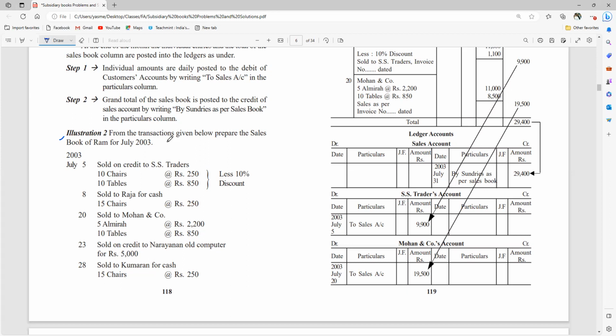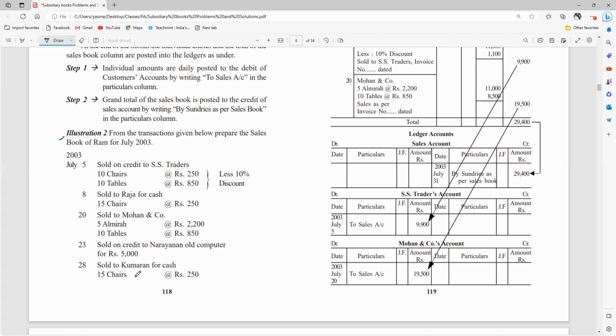So here we are recording the sales transactions in a sales book, of a furniture company. How did I get to know this is a furniture company? I just went through the chairs, tables, almirah, old computer, chairs like that. All this, I assume that this is a furniture company.